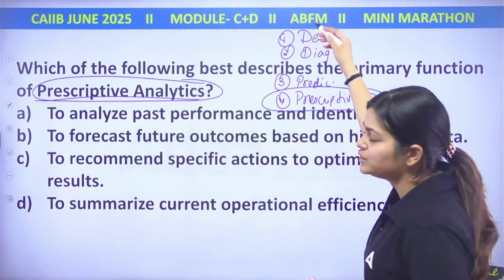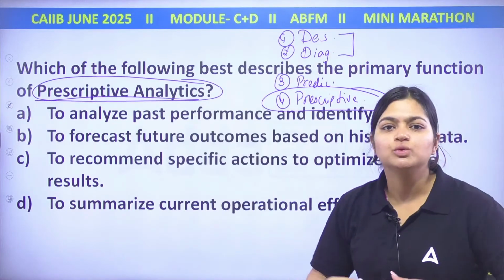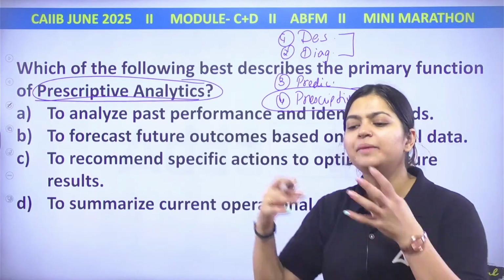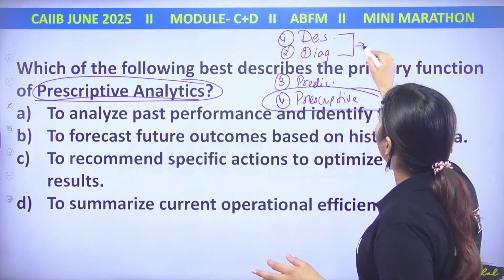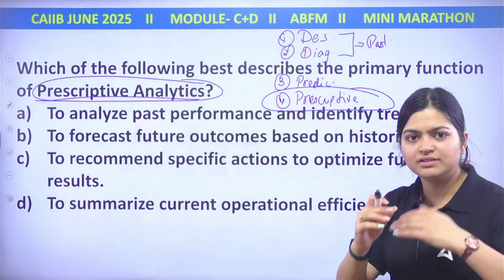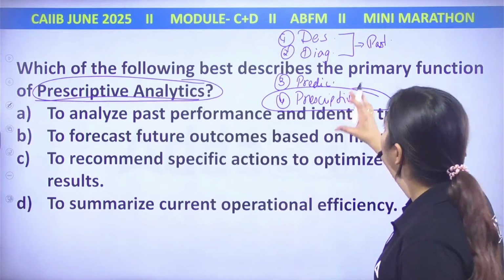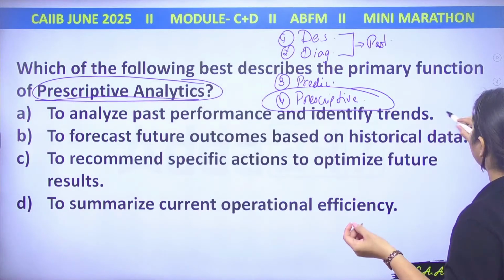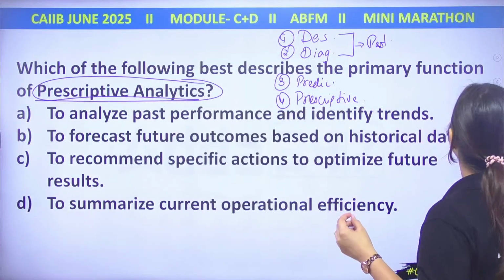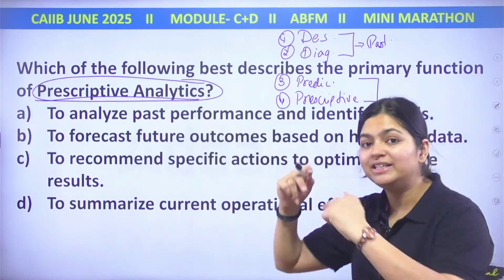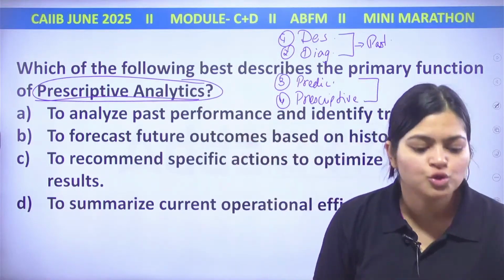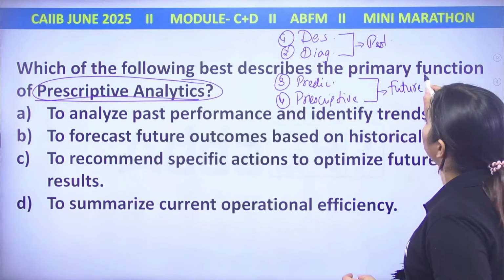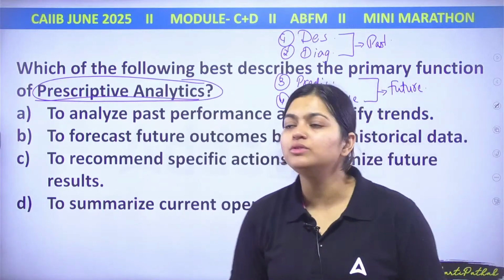Now if you see these two, descriptive and diagnostic, these 2 types of analytics talk about the past. I'm just giving you an overview. If you're confused about these 4 types of analytics, you can take help from this particular chart. Descriptive and diagnostic talk about the past, and the next 2, predictive and prescriptive, talk about your future.